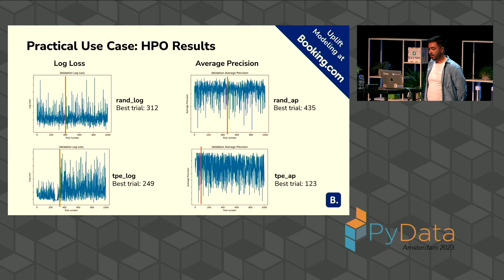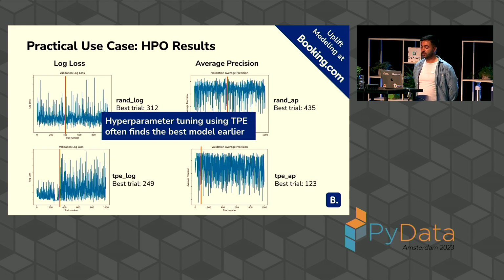First, I want to look at the hyperparameter tuning results, specifically comparing, for the ML metrics, the impact of using Bayesian optimization versus random search. What we would expect is that once we do hyperparameter tuning using TPE, we often find the best model earlier. This means that instead of going for 1,000 trials, you typically can go much shorter and really save a lot of time rather than just doing random search on your models, on the ML metric.